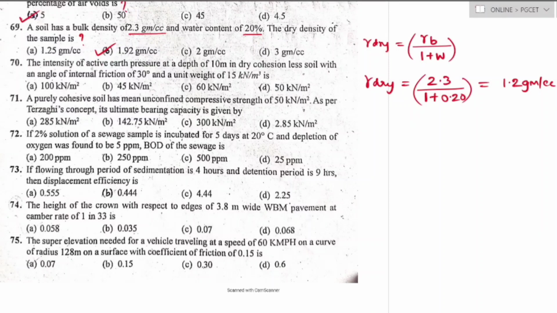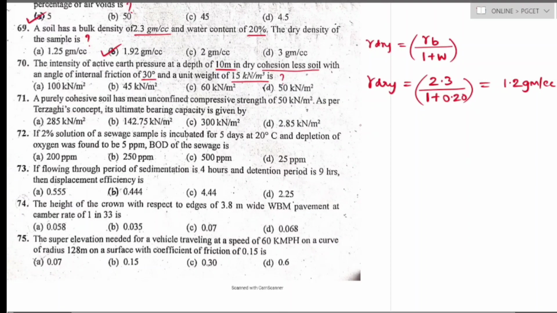Question number 70. The intensity of active earth pressure at a depth of 10 meter in a dry cohesionless soil with angle of internal friction of 30 degree and a unit weight of 15 kN per meter cube is. So we have to find the intensity of active earth pressure. Intensity of active earth pressure is given by Ka multiplied by unit weight multiplied by depth.